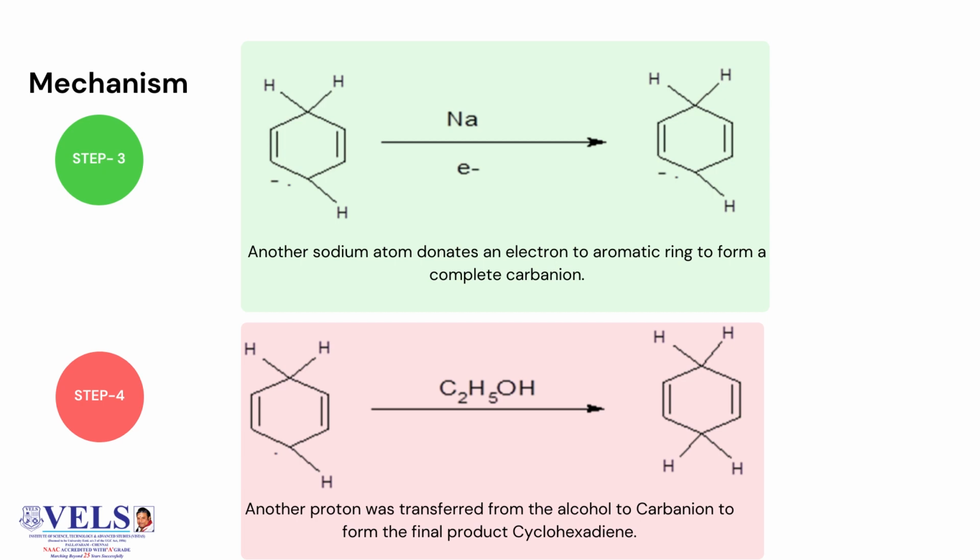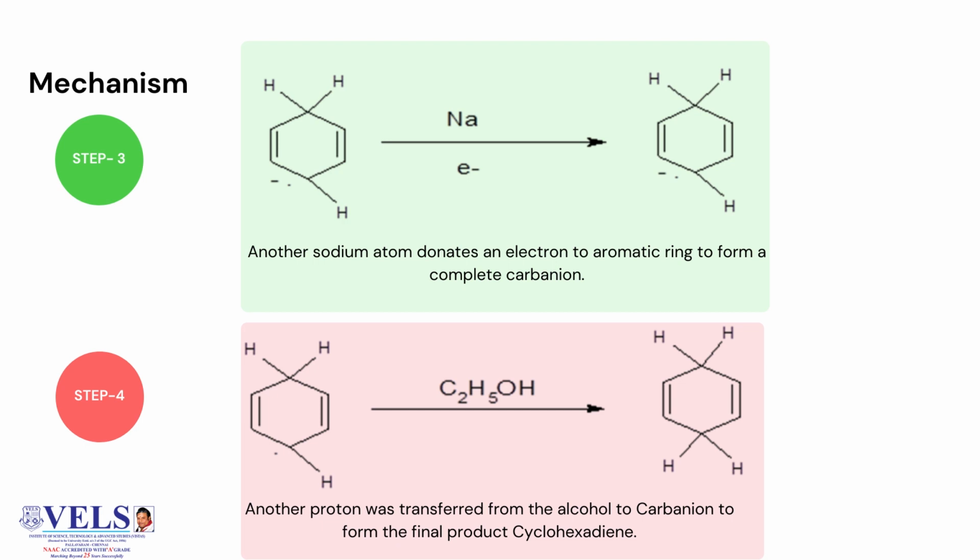In step 3, the radical which has been formed at the fourth position now has the ability to accept one more electron from the sodium. So sodium will give an electron to the fourth position carbon, producing two electrons at the fourth position. So it will produce a complete anion, that is a carbanion. Here the radical has been changed into an anion.